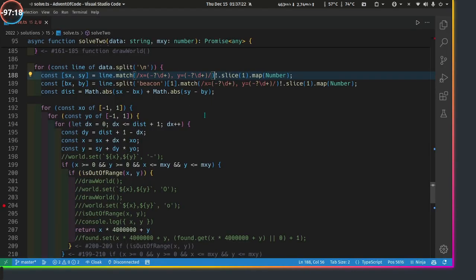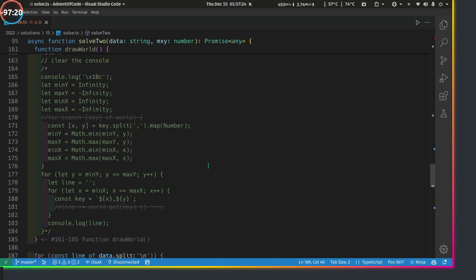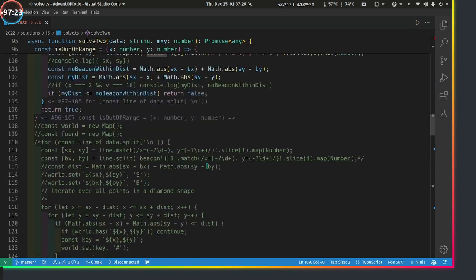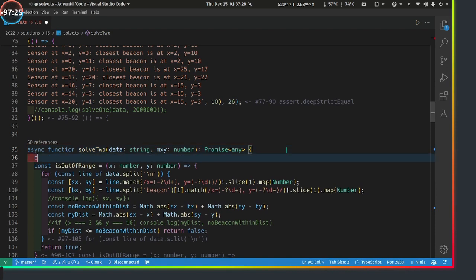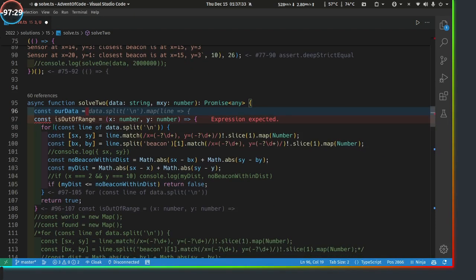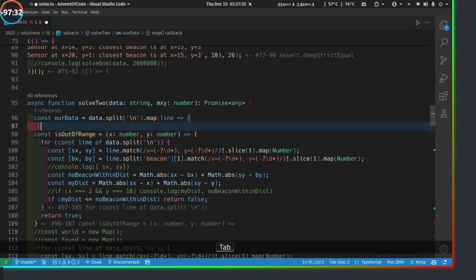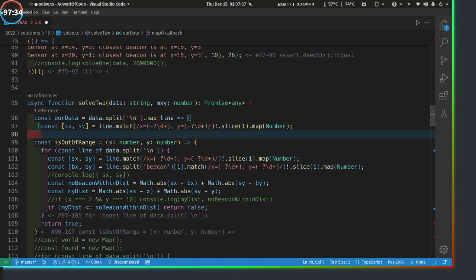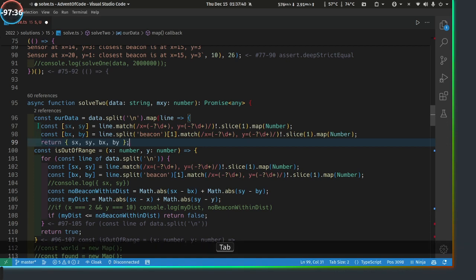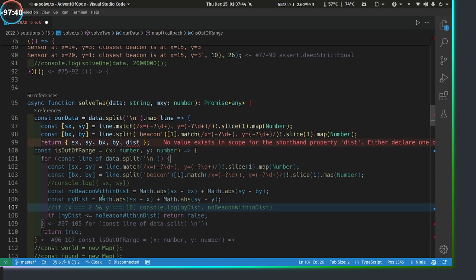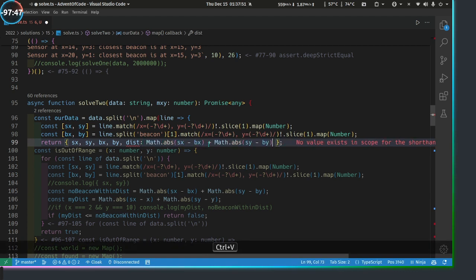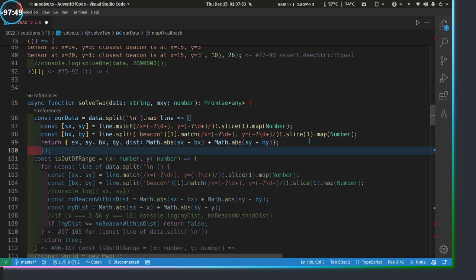What more can we remove? Okay, we can pre-calculate our data, I guess, because our data equals basically this code here. Data split. There you go. Just do it once, a little less regex, I guess. dx, dy, and dist, which dist is calculated by this. There you go. Close.